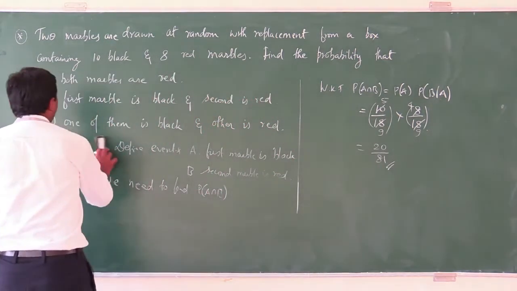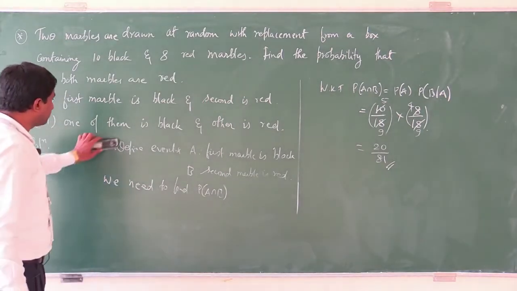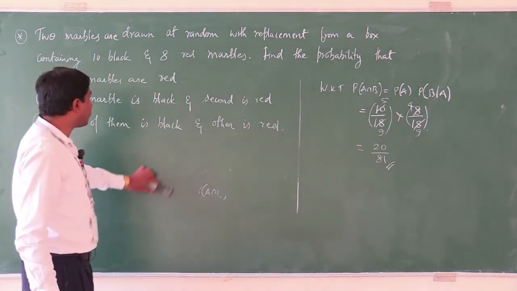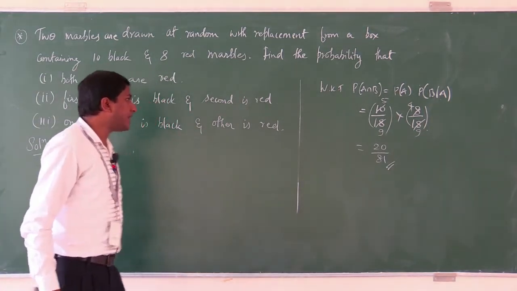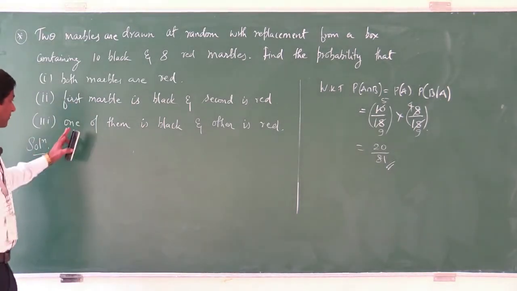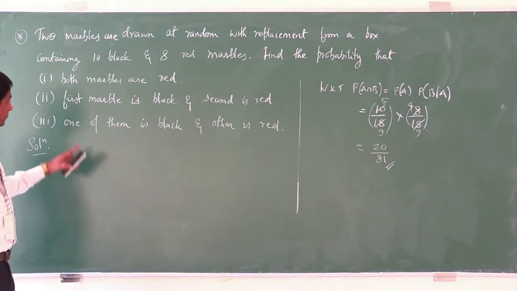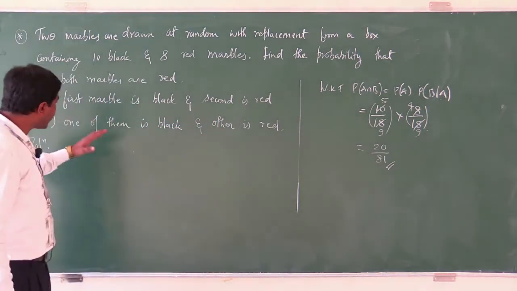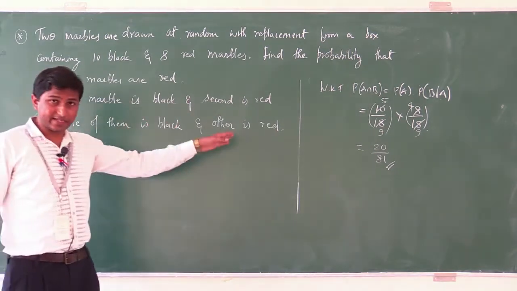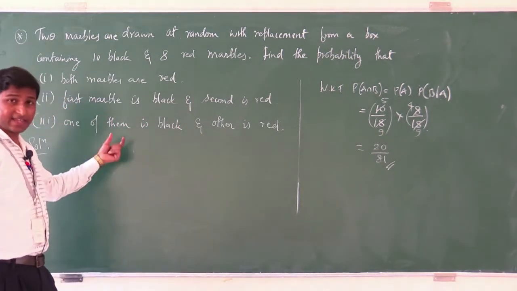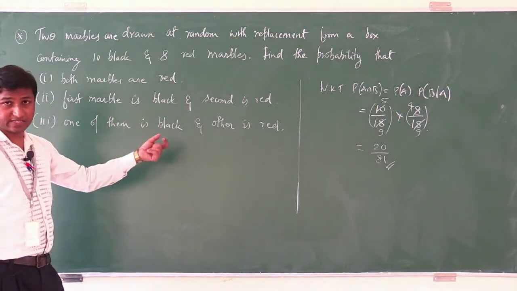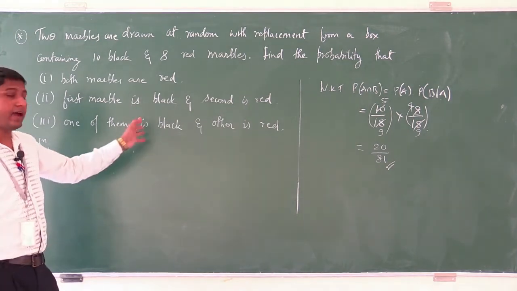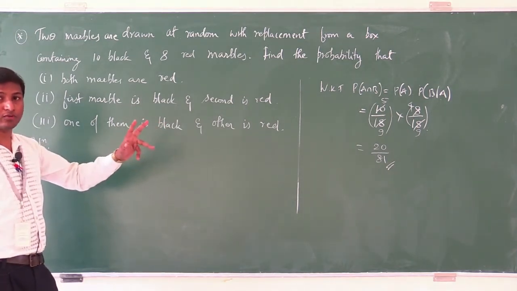Okay, moving on to the third sub-question. It is given that one of them is black and the other is red. We have to find the probability that one of them is black and the other is red. This might mean that first is black, second is red, or second is black, first is red. So we have to calculate both probabilities, and thereafter add them.